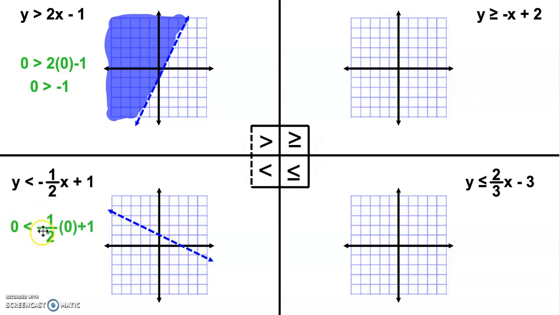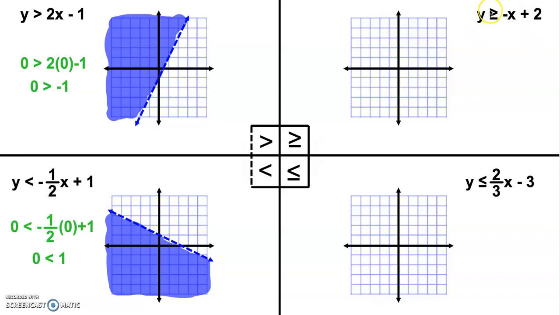So 0 is less than negative 1/2 times 0 plus 1. So 0 is less than 1. That's true. 0 is less than 1. And so we would graph below, which contains our (0, 0) point. Notice again that the line is dashed because the points on that line will not be solutions.